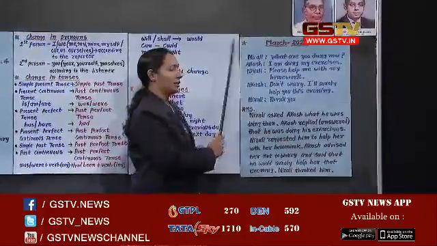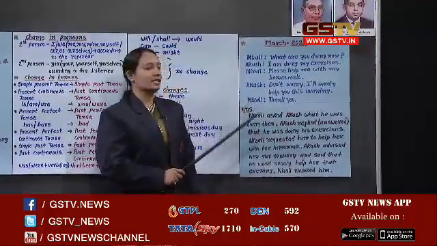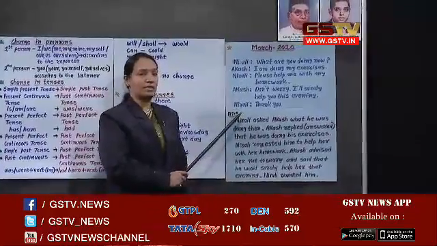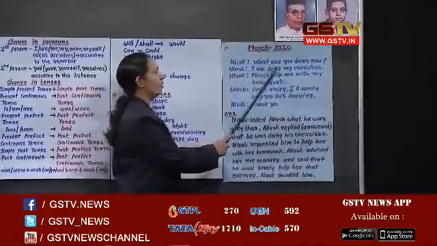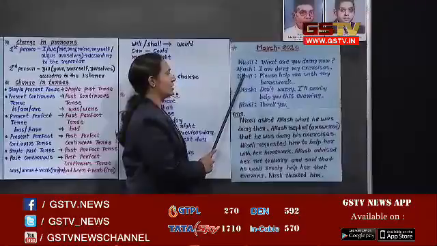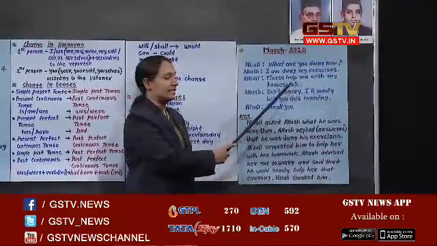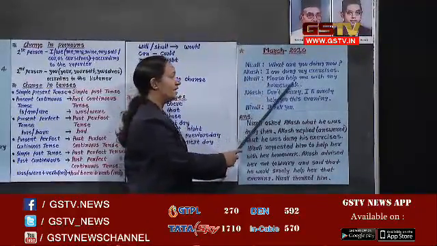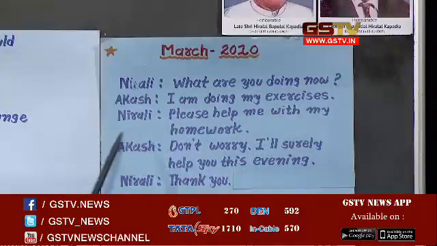Nirali and Akash, there are two persons. A conversation will be given like this. Nirali: What are you doing now? Akash: I am doing my exercises. Nirali: Please help me with my homework. Akash: Don't worry, I will surely help you this evening. Nirali: Thank you. Students, you must go through the whole conversation. That is very, very important.